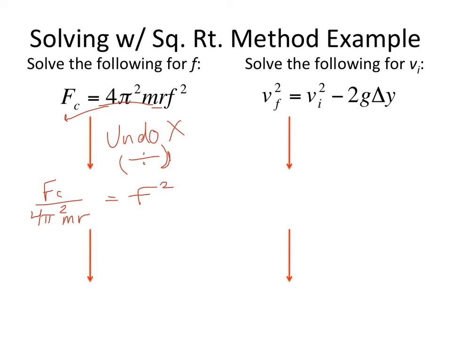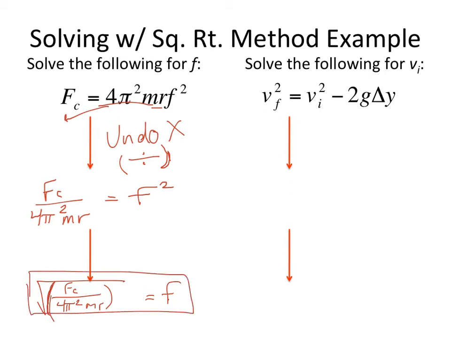We can't do anything with the f squared quite yet, but now we can because it's all by itself. So we want to undo this square, which means we have to square root both sides, right? Taking the square root of the right-hand side gives us f, which is what we want. Then we've got to take the square root of the whole left-hand side, f sub c over 4 pi squared times m times r. It might help to put this in parentheses, so you know everything is going to be square rooted. All that goes in that bracket, and all that gets square rooted. And that is our answer, solving for f.